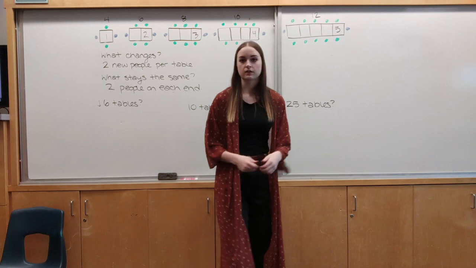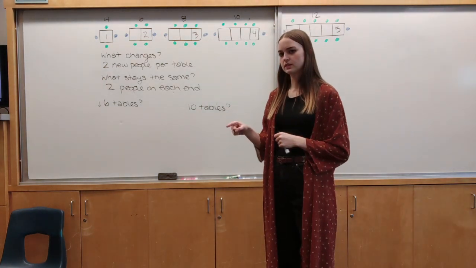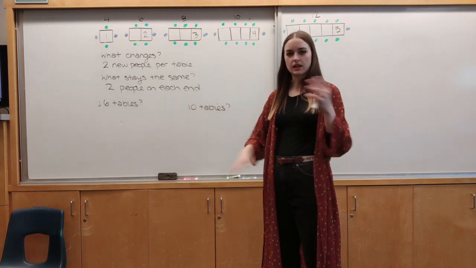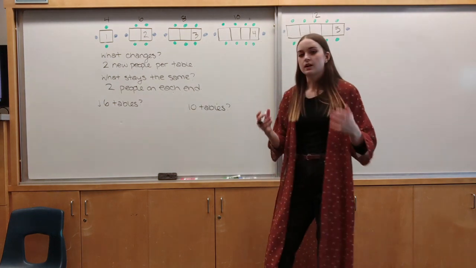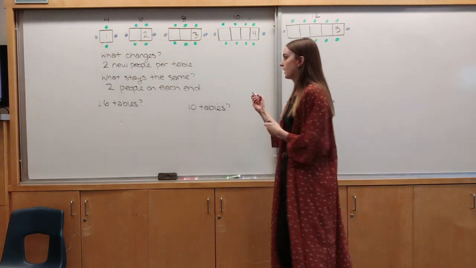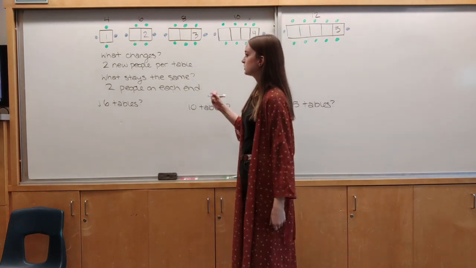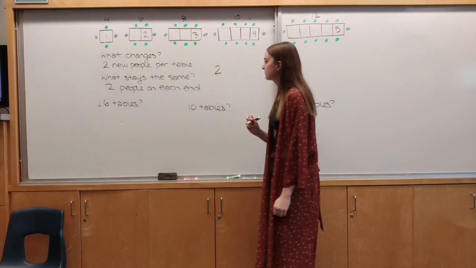So what I had everyone in the class do is try and figure out the relationship between the tables and the people. Gave everyone a few minutes, they guessed, got some answers down, and we ended up finding out that there is a really big relationship. Okay, or not a big relationship, but an important one. So the relationship between the tables and the people can come down to an equation.